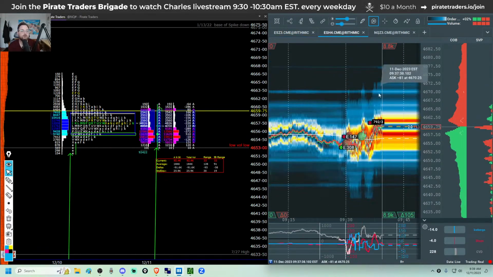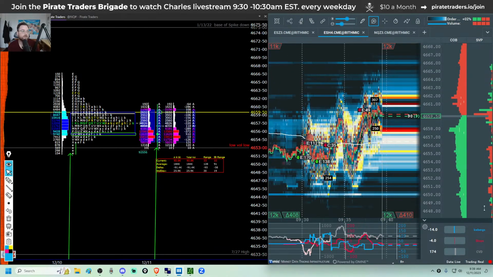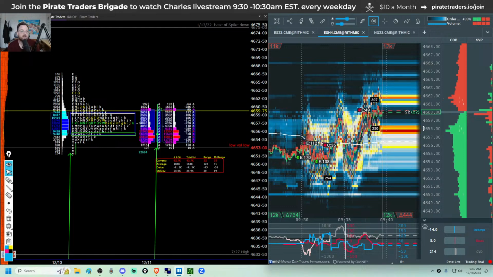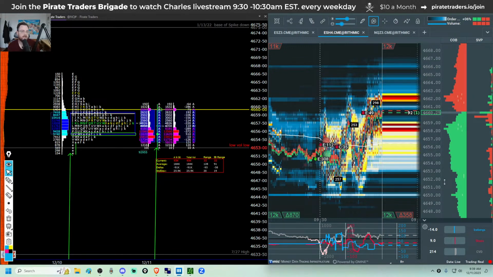Just so you guys know, liquidity on Bookmap, everything is telling me chop and sideways. This does not feel bullish to me on the ES.